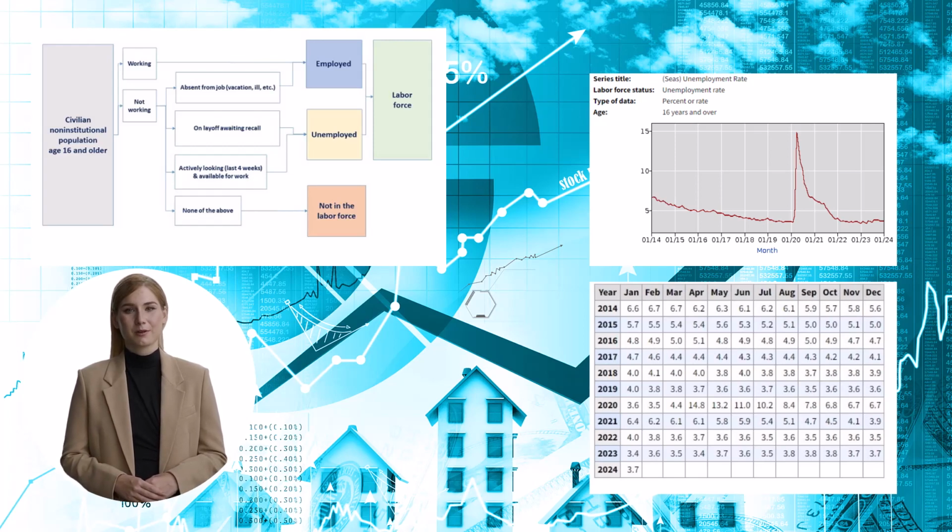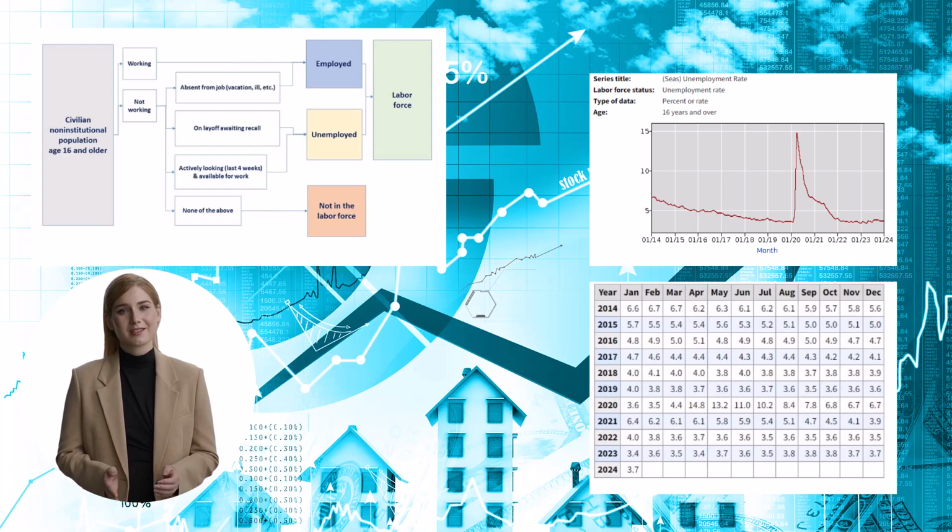A low unemployment rate generally signifies a healthy economy with a strong labor market, while a high unemployment rate may indicate economic distress. Policymakers, including government officials and central banks, use the unemployment rate to make decisions about monetary policy, fiscal policy, and other interventions aimed at stabilizing the economy and reducing unemployment.